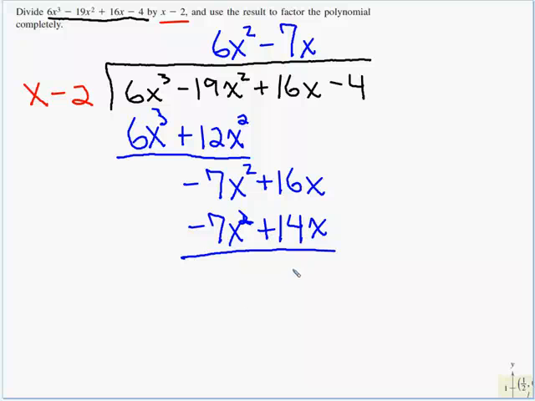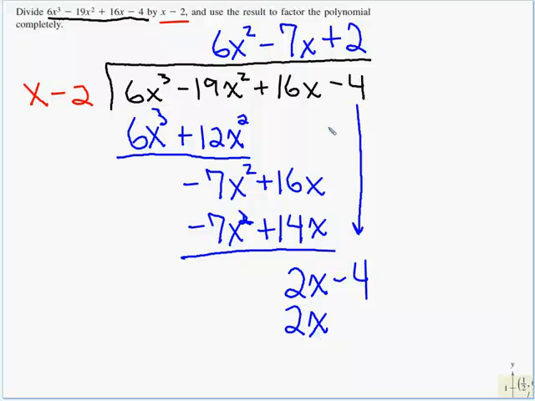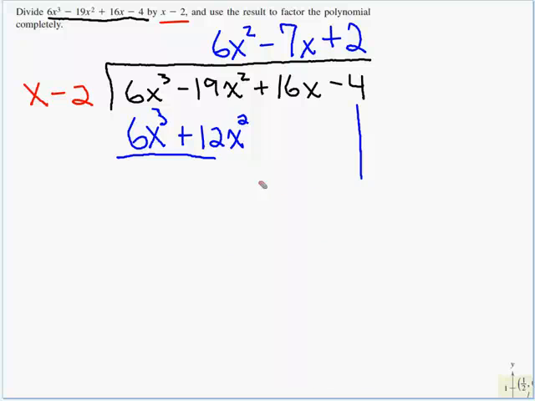16x minus 14x is 2x. And we bring down the next term, and that's a minus 4. Okay, concentrating on the leading terms again. What times x is 2x? Well, that's easy. That's just a plus 2. So 2 times x is 2x, and 2 times minus 2 is minus 4. And look at that, the terms match up perfectly. When I subtract here, I'll get a 0 and a 0, so we have no remainder. So let me erase everything below.